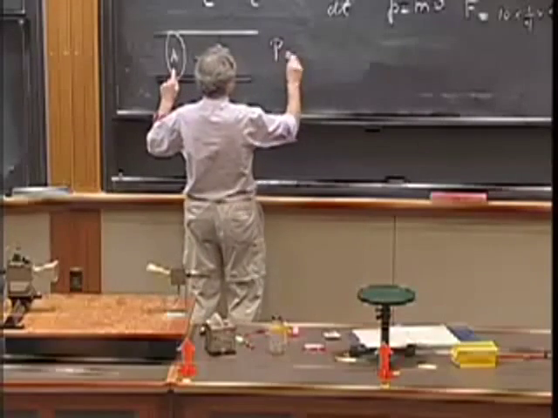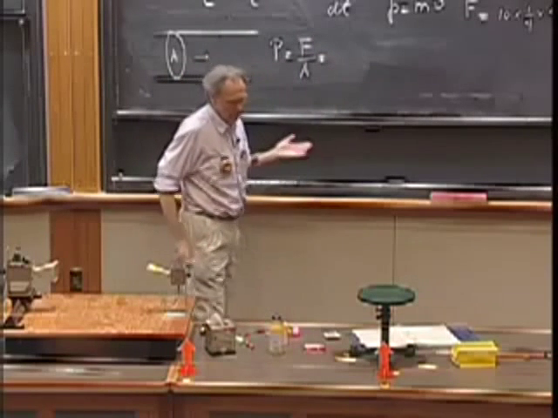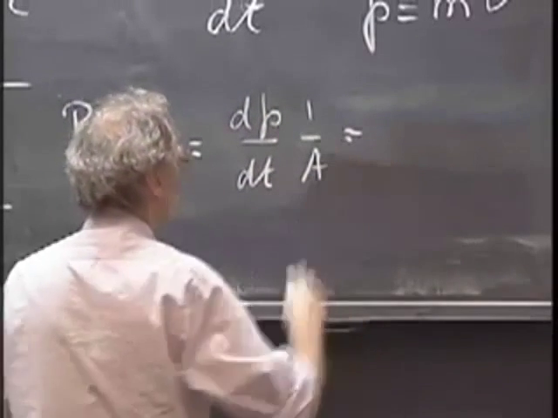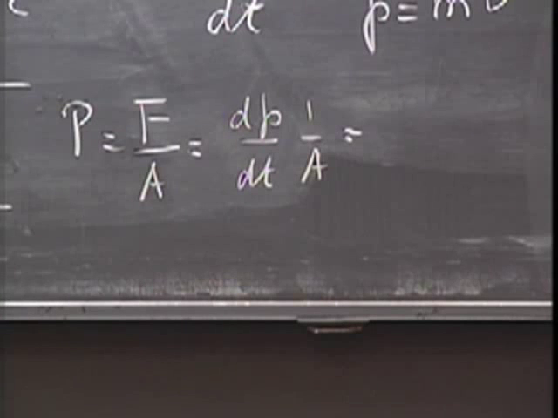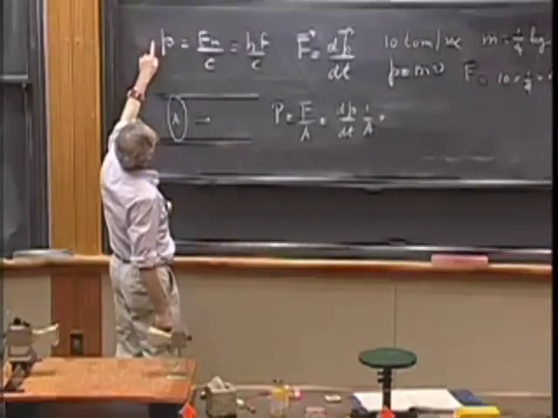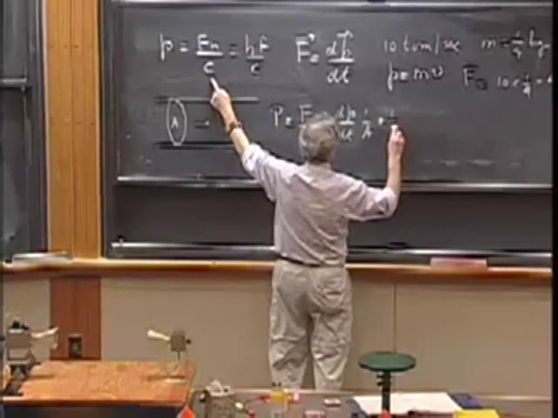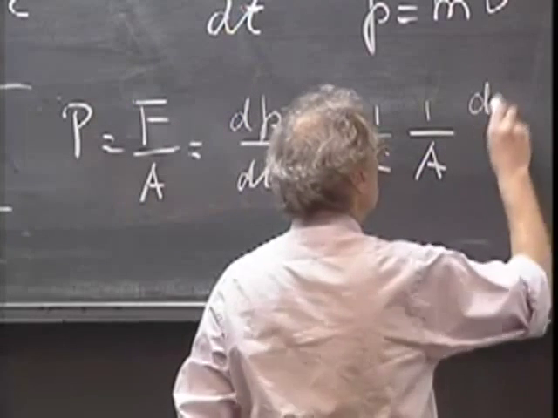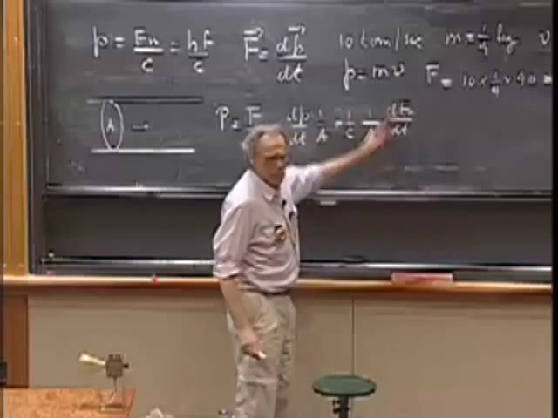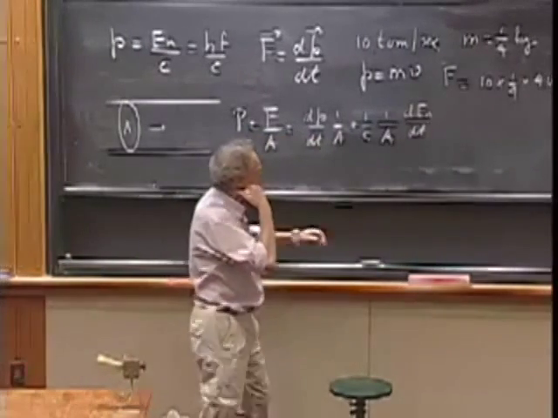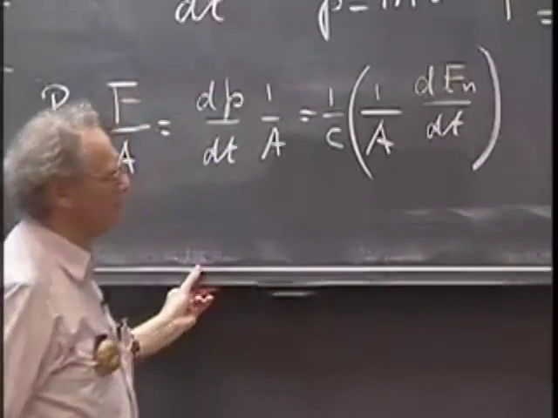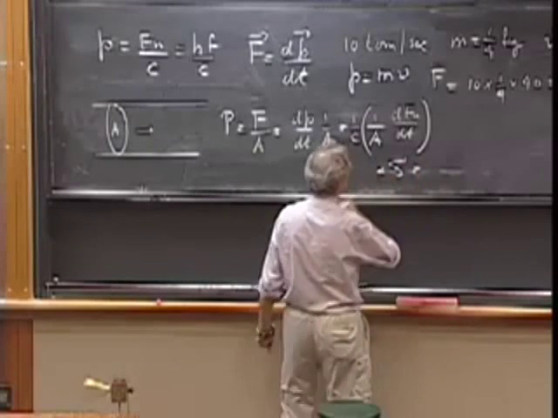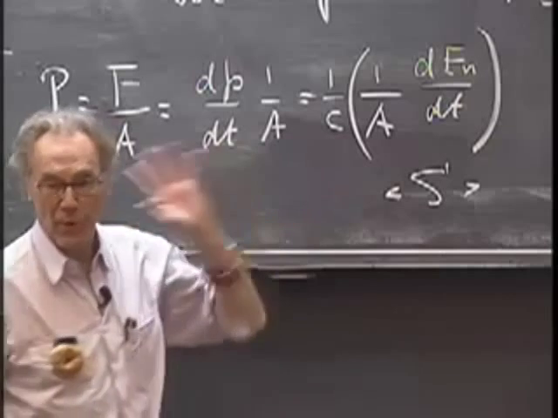The pressure that you feel is obviously the force that you experience divided by the area. The force is dp/dt divided by the area. But if p is the energy divided by c, I take dp/dt, so I get 1 over c, then I get my 1 over A, and then I get dE/dt, E being the energy now. So I get here d of energy dt. This is joules per second. How many joules per second hit me? That's what that means. And this is the area of the cross-sectional beam. And this is what we earlier called in this course the Poynting vector. We called that the mean value of S. This is joules per second per square meter, which is exactly what the Poynting vector was.